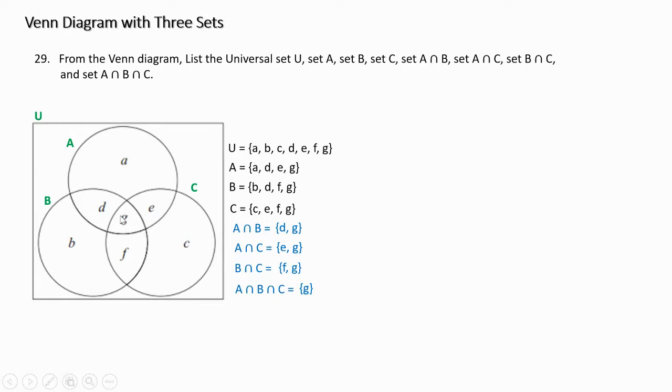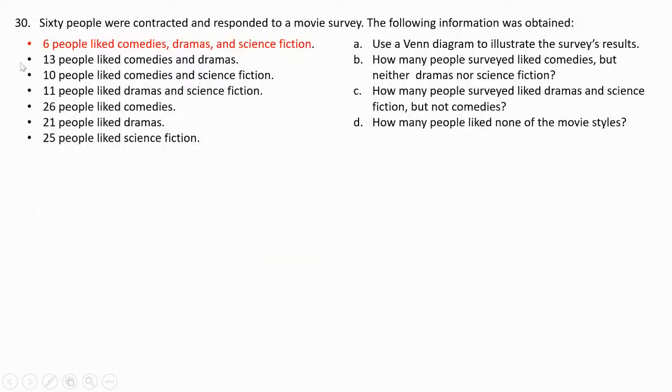This is very important when they give you a whole bunch of scenarios, like on the next problem. So here's where you always start. You work backwards. Let me show you what I mean. On number 30, you have to do A, use a Venn diagram to illustrate the survey results. And they're going to be asking you questions from B, C, and D. But first, you have to draw yourself the Venn diagram. Okay, let's start.